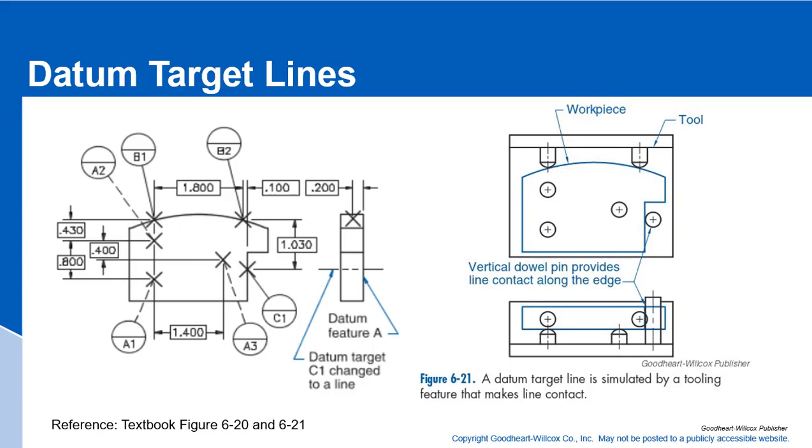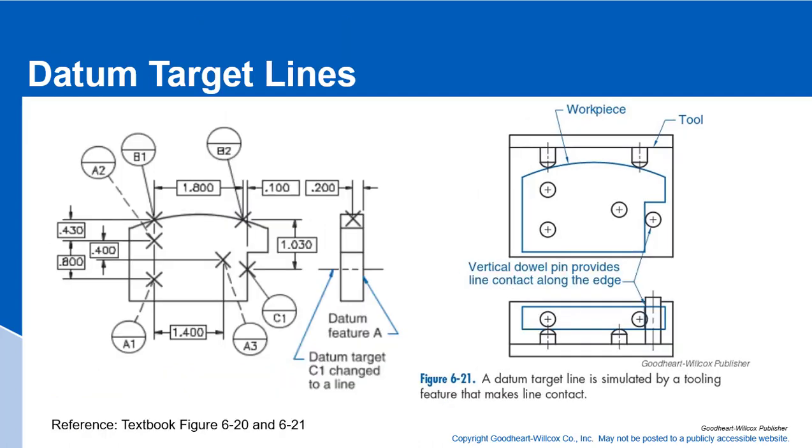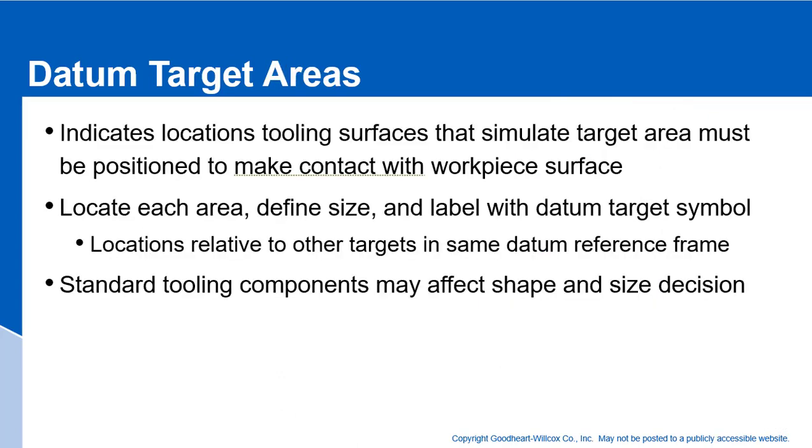It's a different way of simulating the datum with a point and line. And this is a pretty good picture to illustrate how this works with a point datum target and with a line datum target. Okay, so lastly, we'll talk about these datum target areas. They indicate locations where tooling surfaces that simulate the target must be positioned to make contact with the workpiece. Again, it's very similar to the points and the lines, but we're contacting the part over an area.